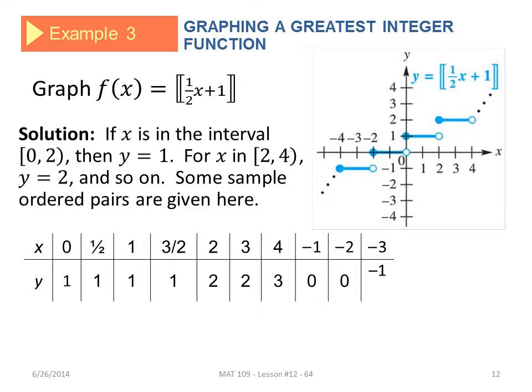It looks very similar to the previous one, except now my intervals are 2 units long rather than 1 unit long. That's because of this 1/2 multiplier right here. So they're 2 units long. They still go up 1 unit at a time. The greatest integer is always going to step up 1 unit at a time. That's just another example of how that can change as you substitute in different expressions inside the greatest integer brackets.